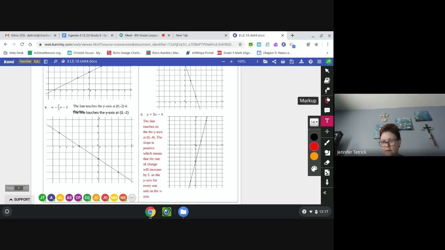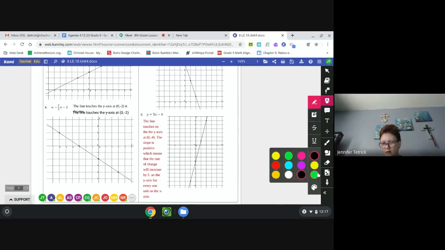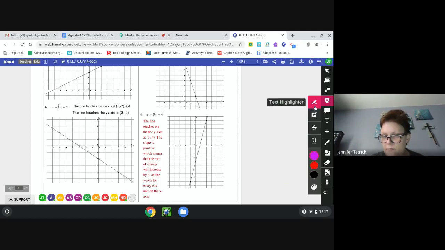So let me grab this markup tool. So let's look here. I'm sure I have. I don't want a text highlighter. That's booty.